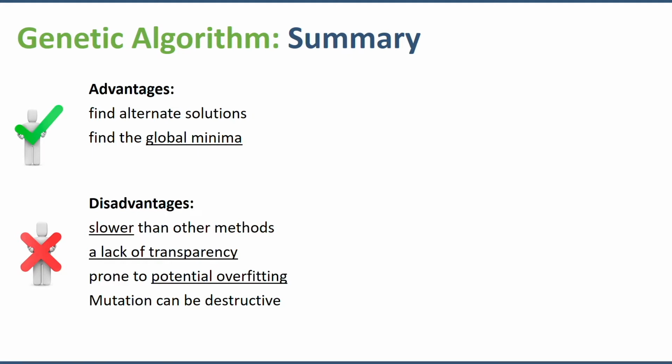It is good to find alternate solutions that would not be so obvious, like to find the global minima. Concerning disadvantages, it might be slower than other methods, and it suffers from a lack of transparency because it is a simple method to implement, but difficult to understand. Furthermore, it can lead to some overfitting. And finally, mutations can be destructive if they don't go in the right direction.